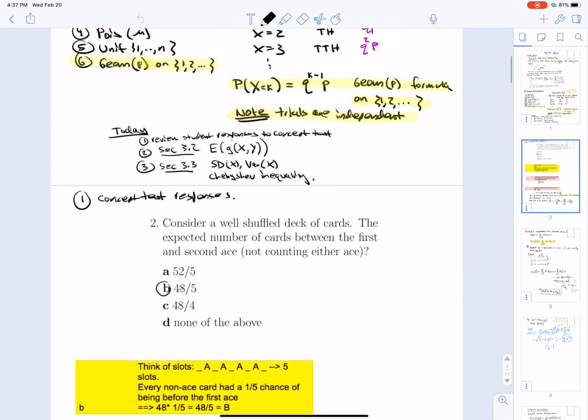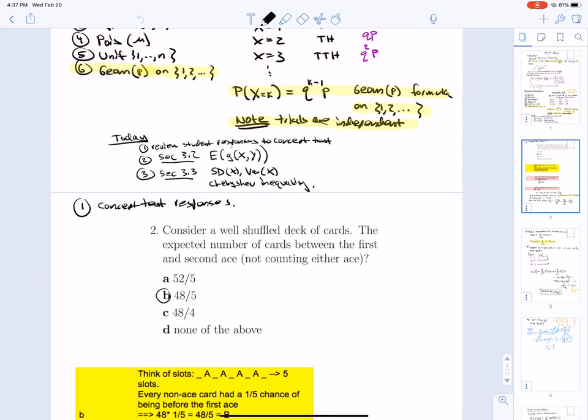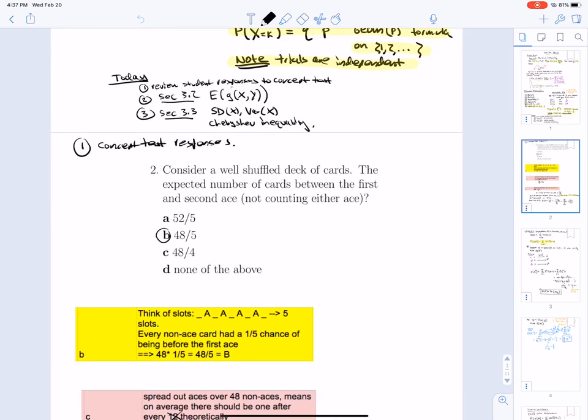So remember the concept test from last time. Consider a well-shuffled deck of cards, the expected number of cards between the first and second ace, not counting either ace. So it is 48 over 5. So one student, these responses were for finding actually the expected number of cards before the first ace, but the reasoning is just the same as this follow-up question.